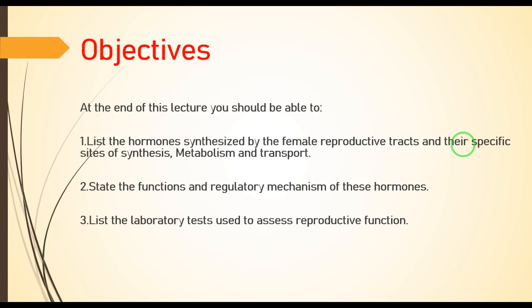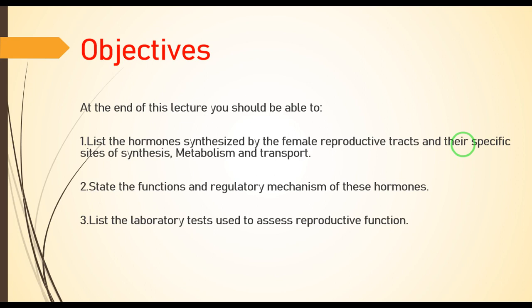At the end of this lecture, certain things must be memorized by the student, which are the hormones that regulate the function of the female reproductive system, and the type of these hormones, where they are synthesized, and how they are metabolized and transported in the circulation. In addition, the regulatory mechanism that controls the female reproductive system must be stated, and the function of each individual hormone.